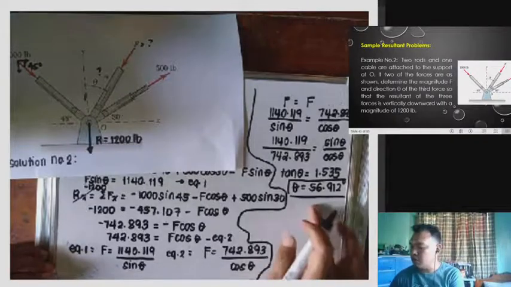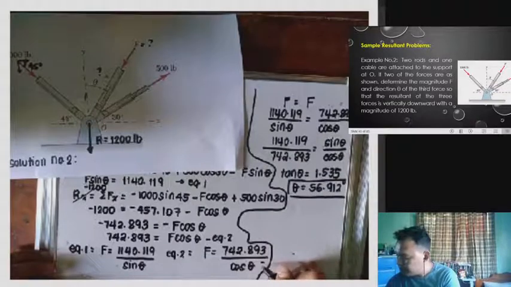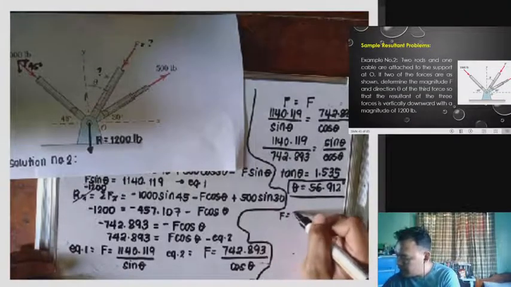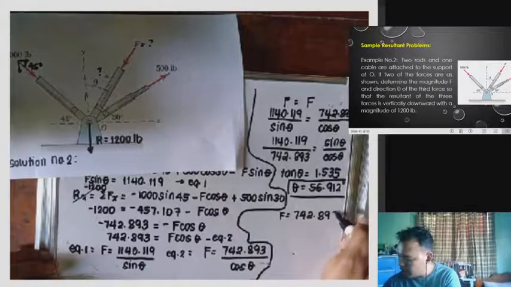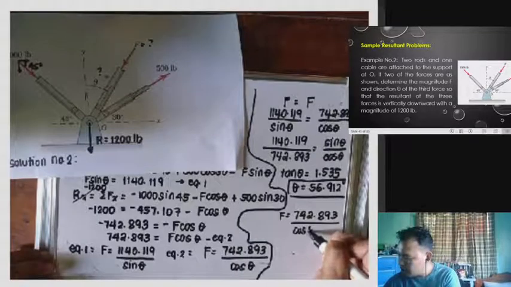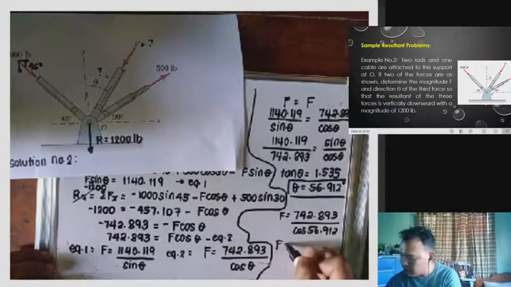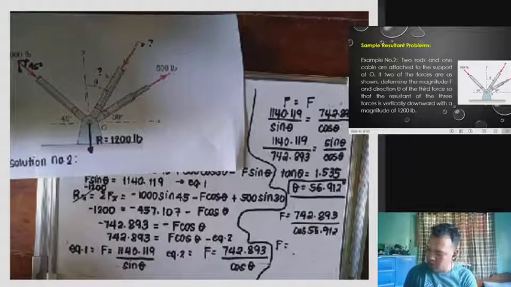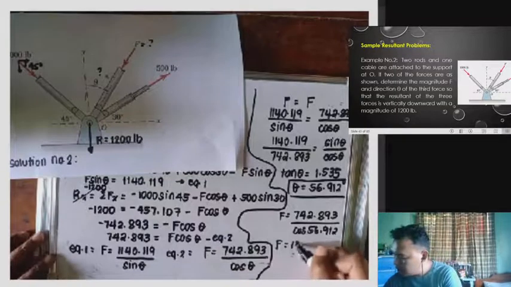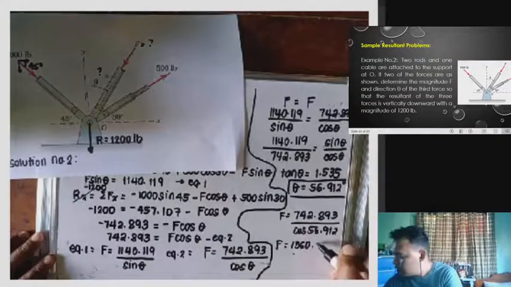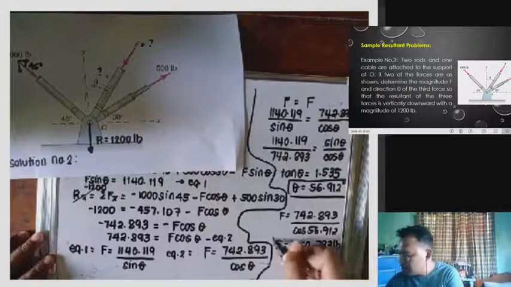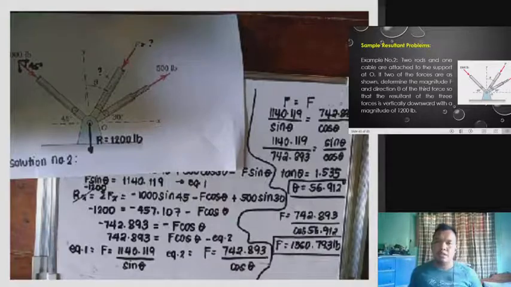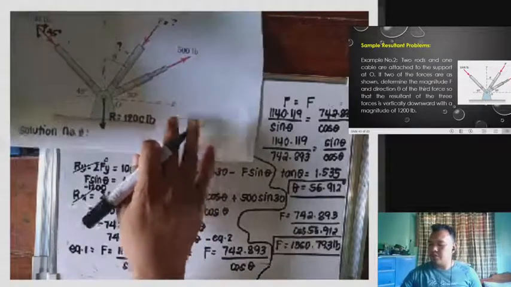And for the value of force, theta, just apply it to the force. F here. F is equivalent to 742.893 all over cosine 56.912. Therefore, F is equivalent to 742.893 cosine 56.912. So, we have here 1360.793 pounds. So, this is the value of F. Okay? So, yun.